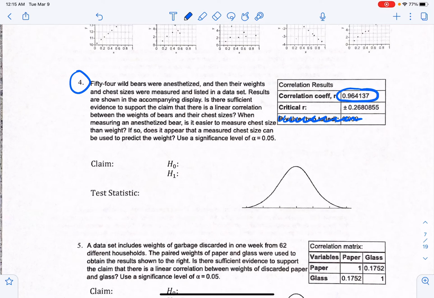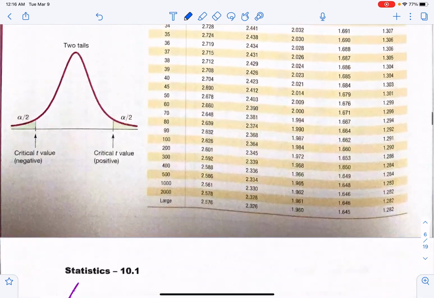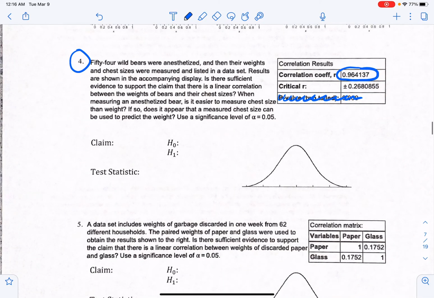confusion. I don't know what your critical R is. Why are they giving that to you?